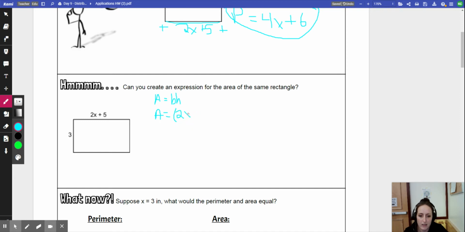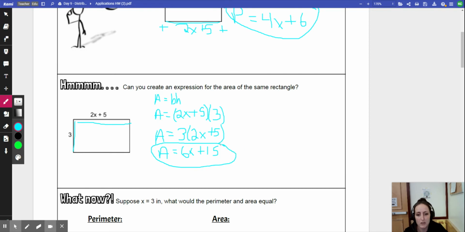So we have 2x plus 5. And then our height is 3. Now, the way that I wrote this, it might not be very obvious, but this is the distributive property. You can write it differently by saying 3 times 2x plus 5, because you're just taking your base and your height and you're multiplying them together. This expression simplifies to 6x plus 15. So the area can be represented by the expression 6x plus 15.